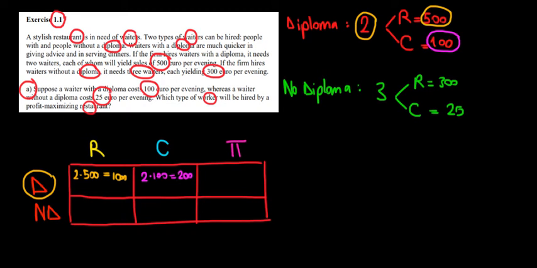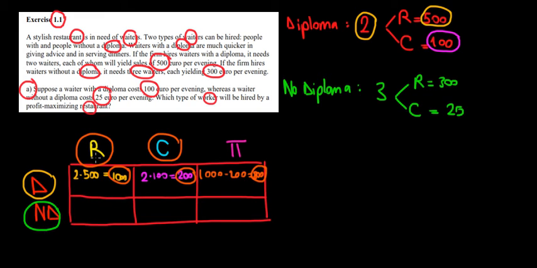Now, what's going to be the profit from this? Well, that's just going to be the difference between the revenues and the costs, so the difference between 1000 and 200, and that gives us a profit of 800 euros. So that would be 800 euros for the waiters with diploma. Now let's see what happens for the waiters without the diploma.